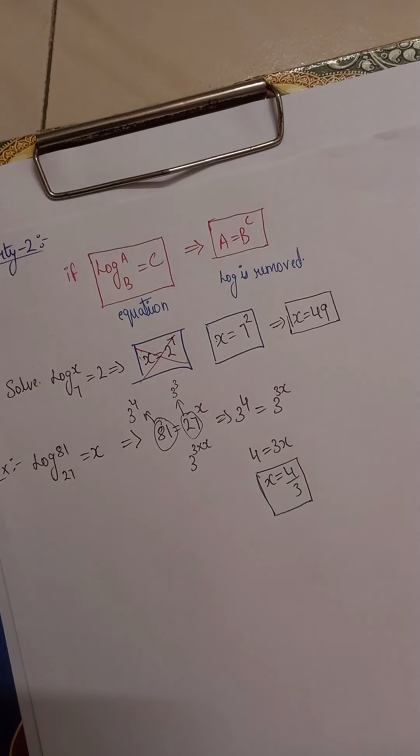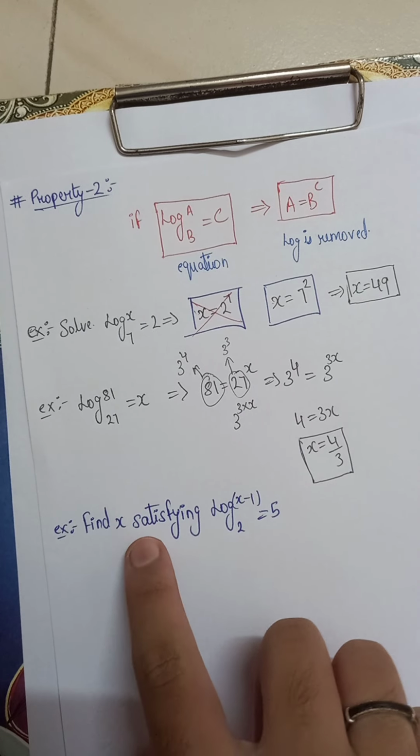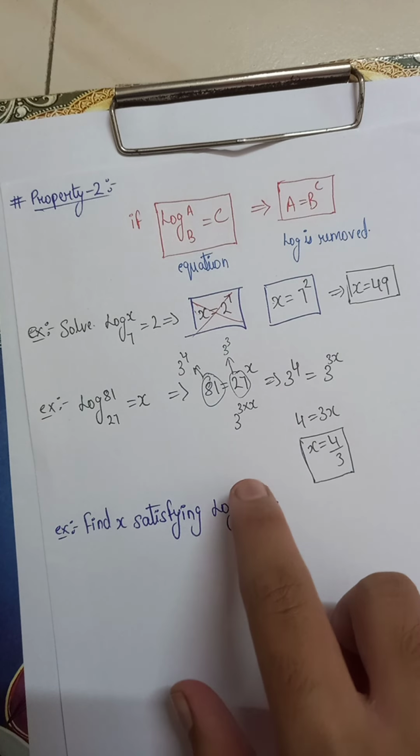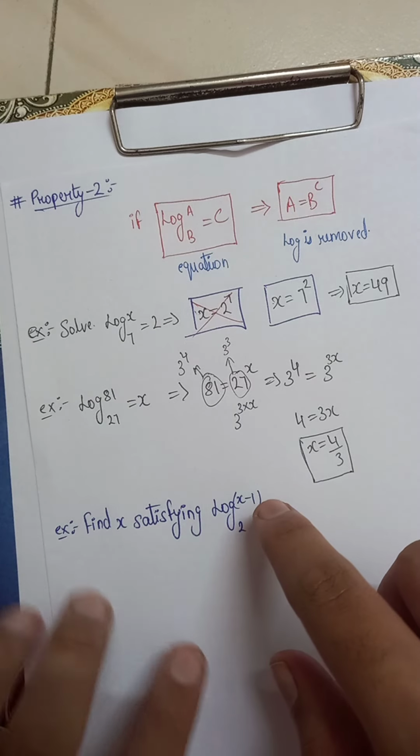I hope you understood this question. So moving on to the next question. Find x satisfying log of x minus 1 to the base 2 is equal to 5. So we need to find the value of x.